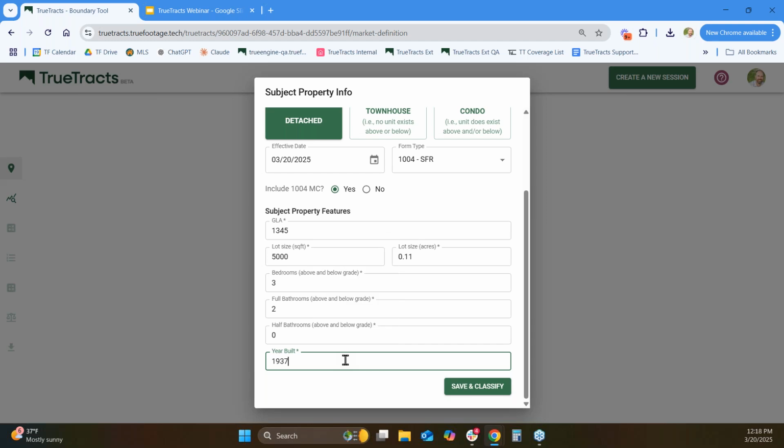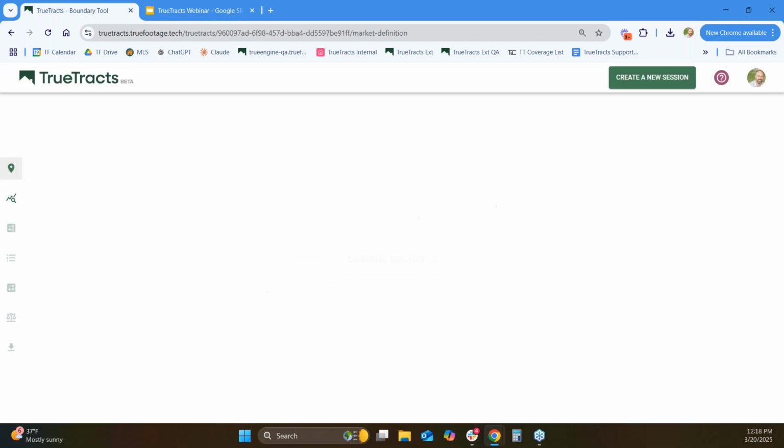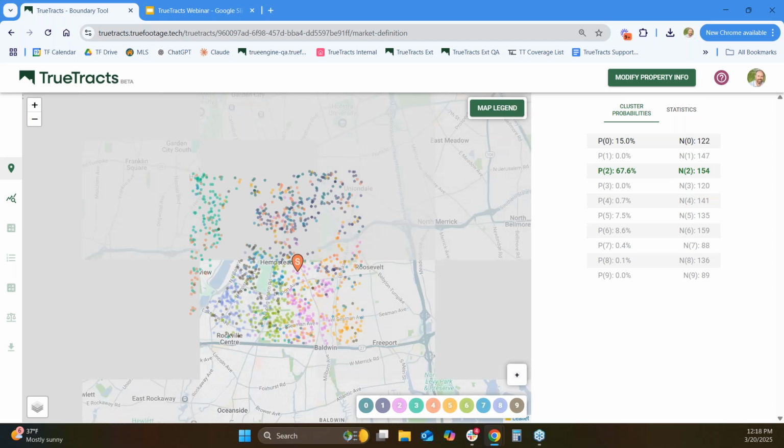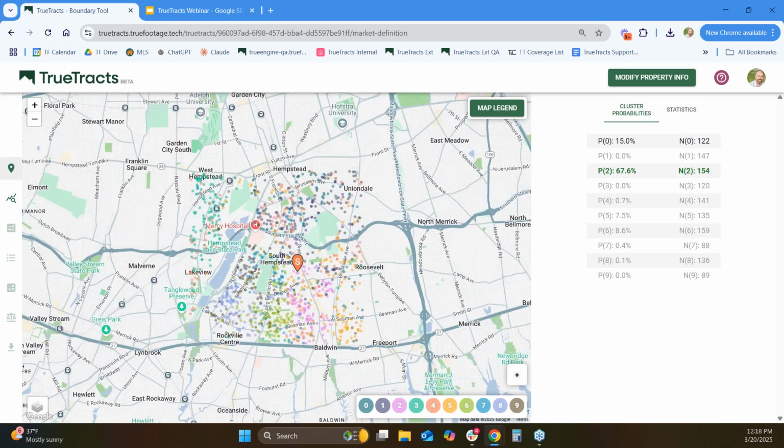Built, save and classify. Okay, so what's happening now? It is using machine learning to, well, before I go into that, what does the tool know and what does it not know? It has access to all of the sales, listings, expireds, and canceled in the markets that we support for the last 5 years.